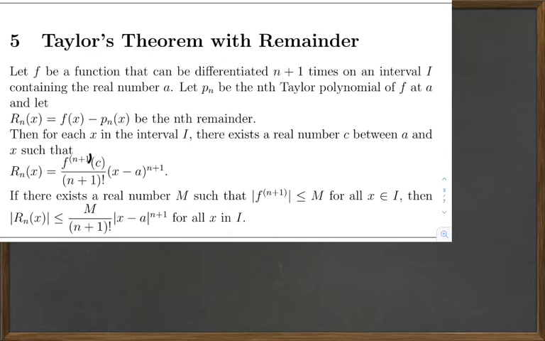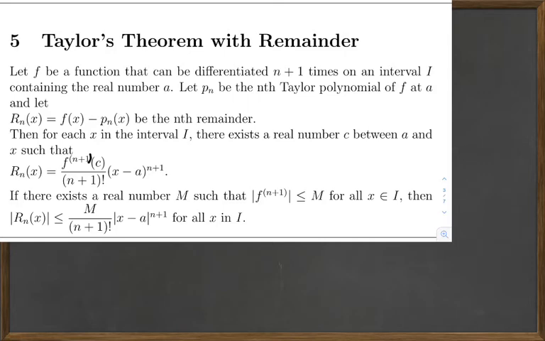Be the nth remainder. Then for each x in the interval I, there exists a real number c between a and x, such that the nth remainder is equal to the (n plus 1)th derivative evaluated at c over (n plus 1) factorial, times x minus a to the n plus 1.